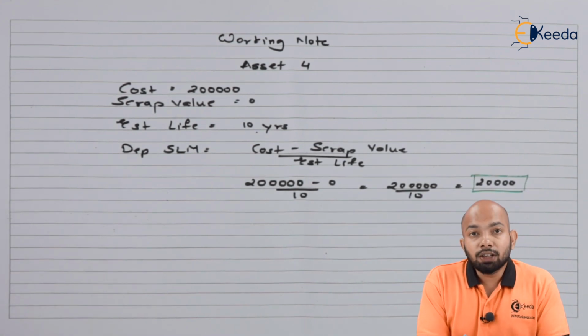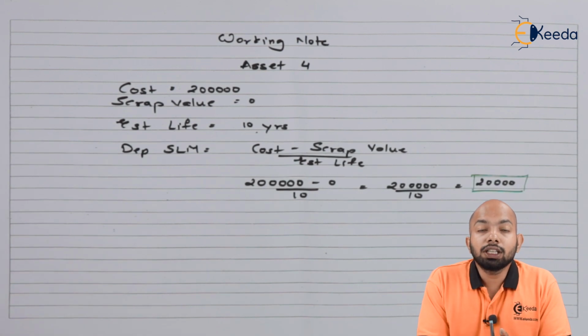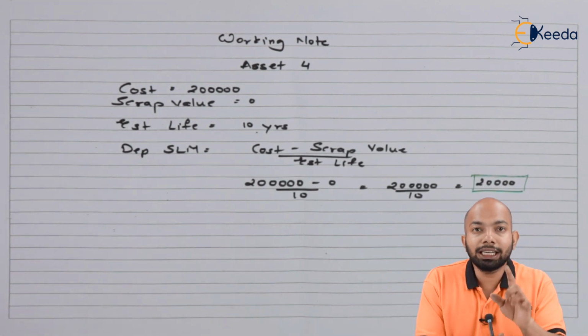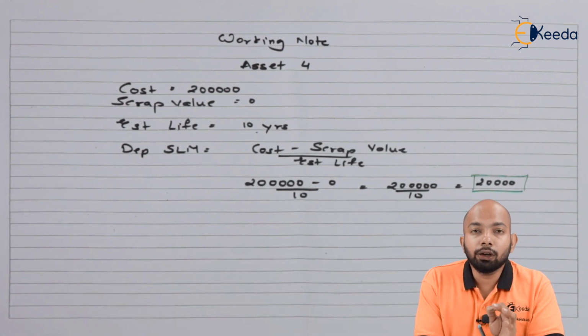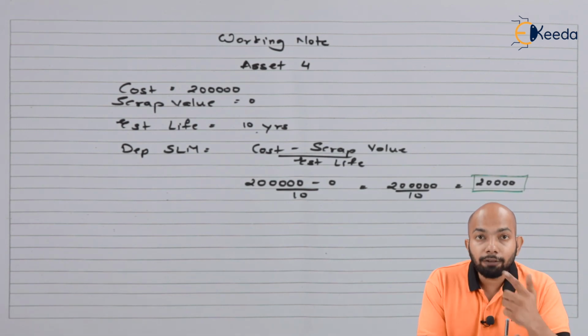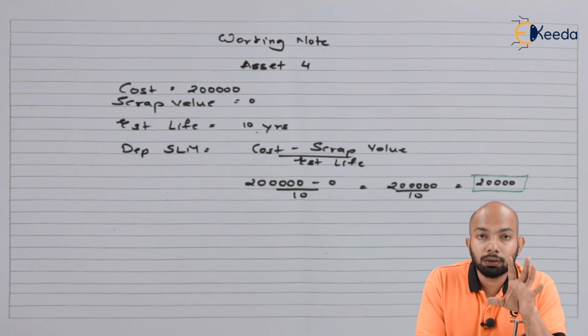This is the depreciation that has been calculated for the whole year 2016, 20,000. Cost minus scrap value upon estimated useful life. Now this is the per annum depreciation. We have to further calculate the depreciation for the tenure it has been used, that is for 5 months.